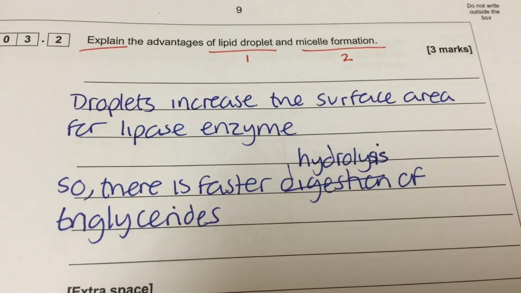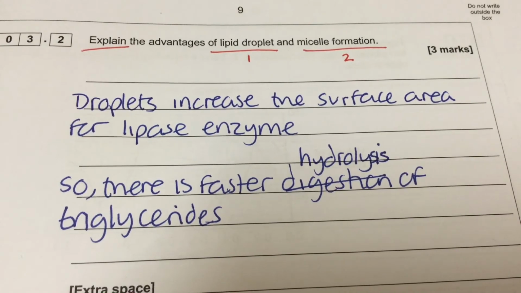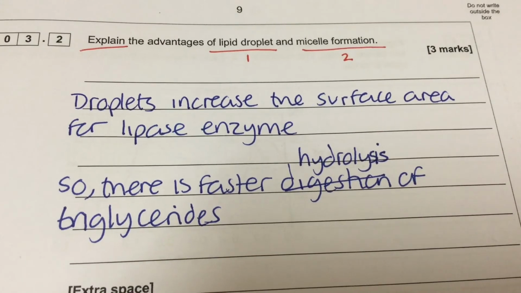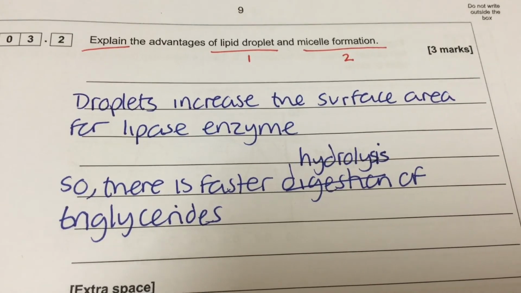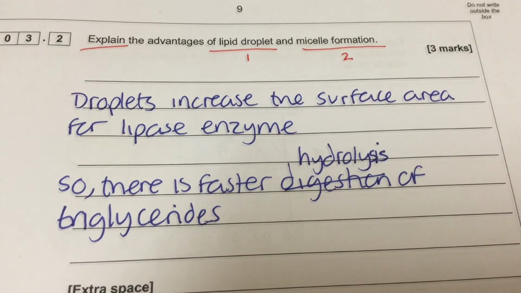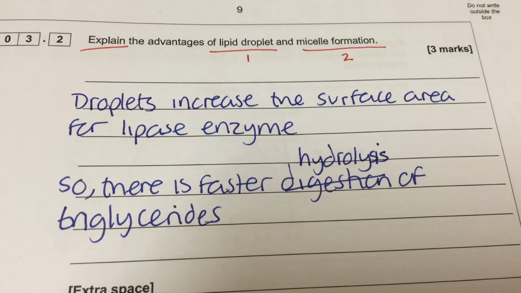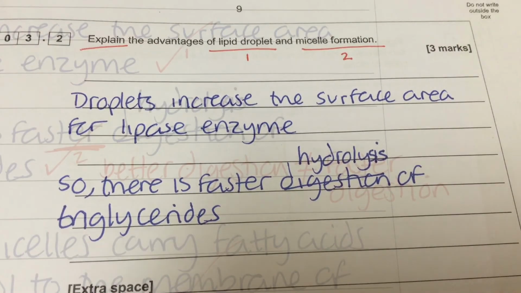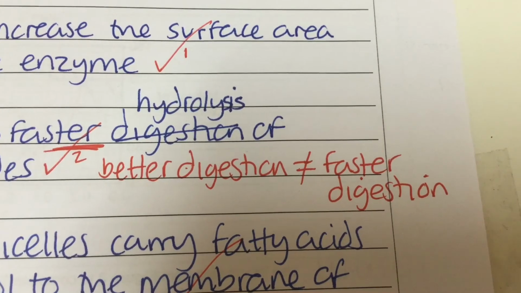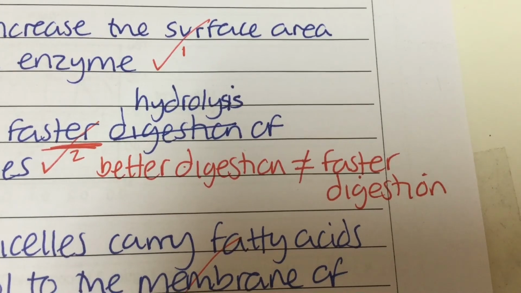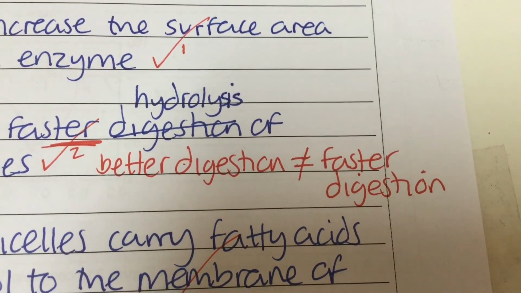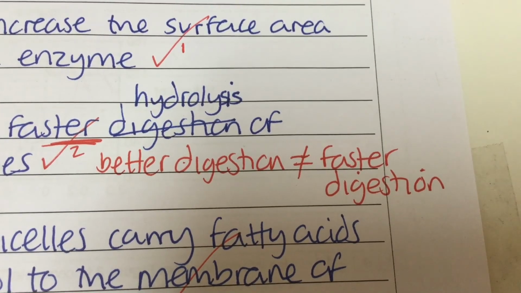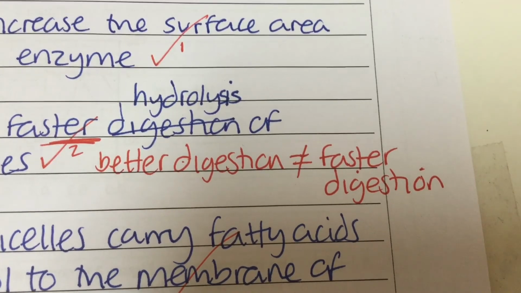Now you can see there, first of all, I wrote faster digestion, but we're at A level. Let's show that we're at A level and not at GCSE. We can't just say so that there is hydrolysis of triglycerides because even if we didn't have small droplets of lipid, we would get some hydrolysis of triglycerides. So it's the idea that it's faster. Many students wrote there so that there is better hydrolysis or better digestion. Better doesn't equal faster, so don't lose marks on that. 3.7% of students scored all 3 marks in this question, and that was one of the main reasons why.